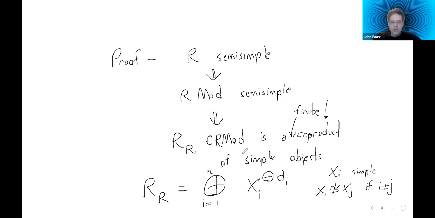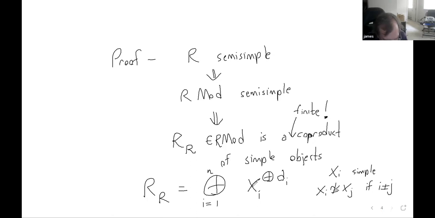So now what we do is we look at the endomorphisms of R as a right R module. So I'll calculate End of this thing. When you do that, looking at endomorphisms of an object that's a biproduct, this coproduct is a biproduct, looking at endomorphisms of an object that's a biproduct of a bunch of pieces just involves looking at a kind of matrix.